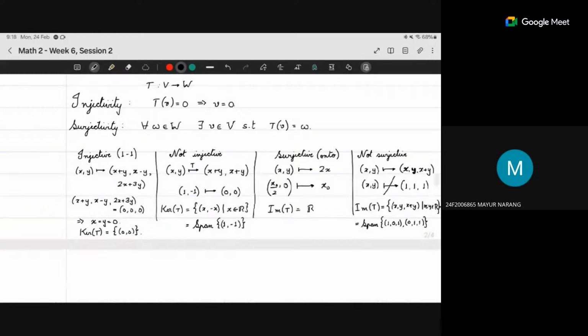It says we are having x comma y going to 2x, so it's not that x is belonging to a particular thing. I'm just looking at what all the images are. That's all.